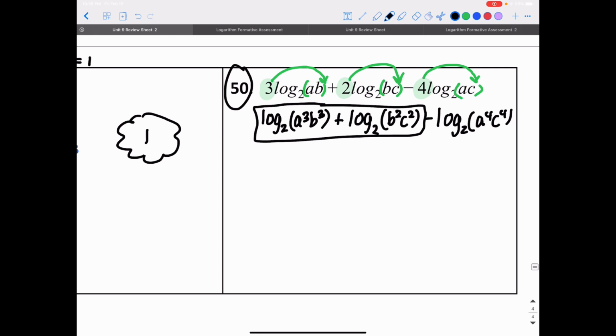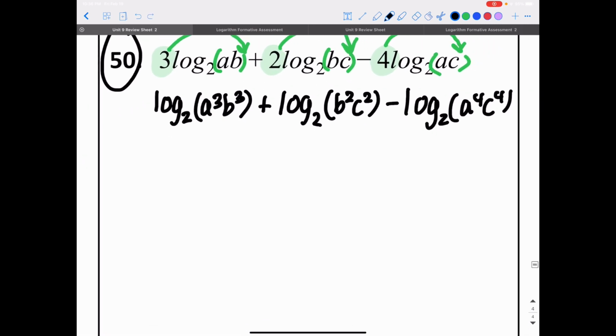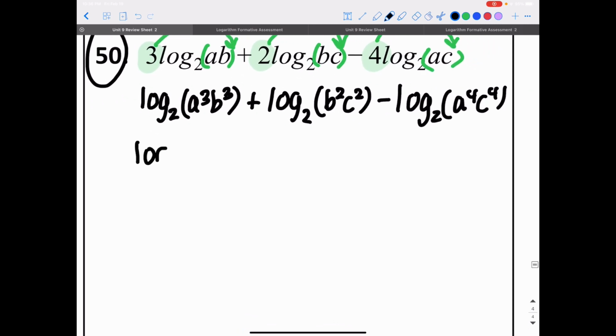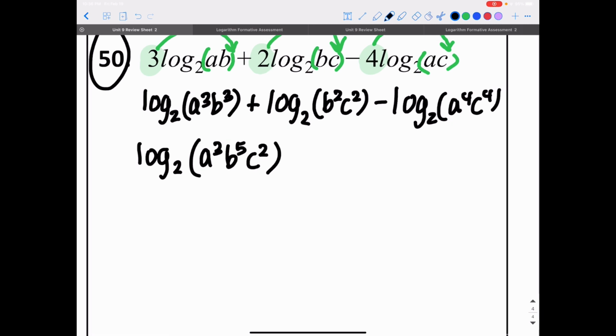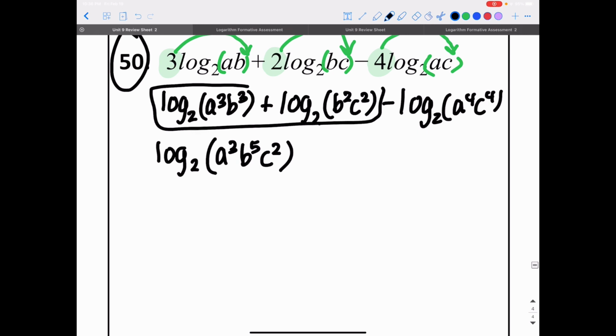There's addition in between, so I'm going to combine their insides with multiplication. I'm going to have log base 2 of a cubed times b cubed times b squared. That's a total of 5 b's being multiplied together, so I have b to the fifth power. I have also included c squared. That's what I'm going to get if I combine these two.